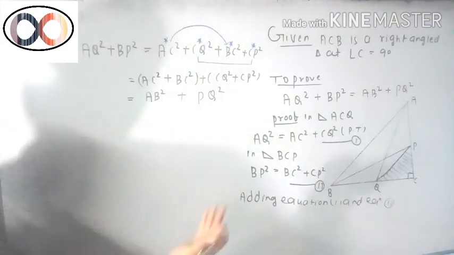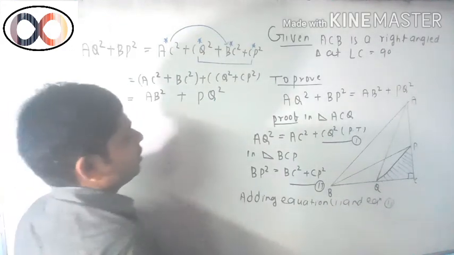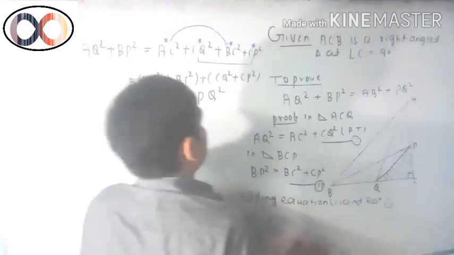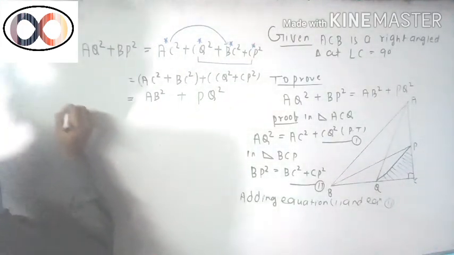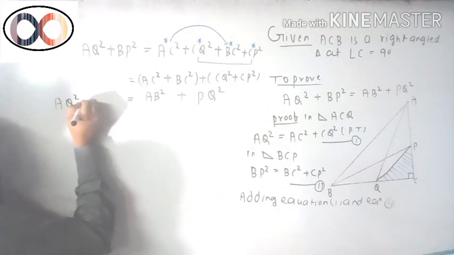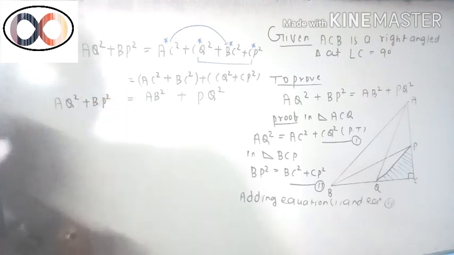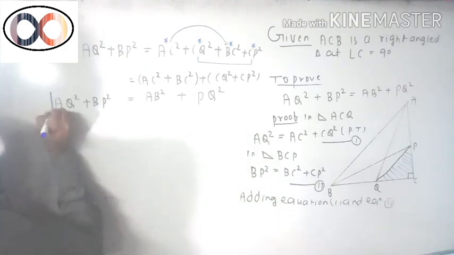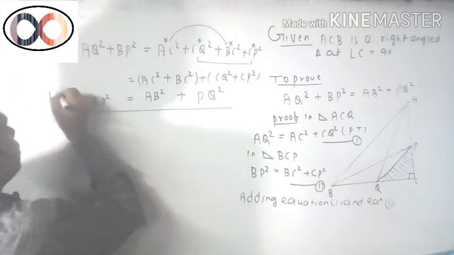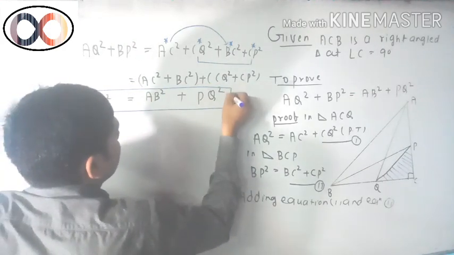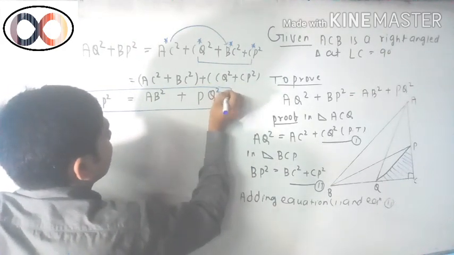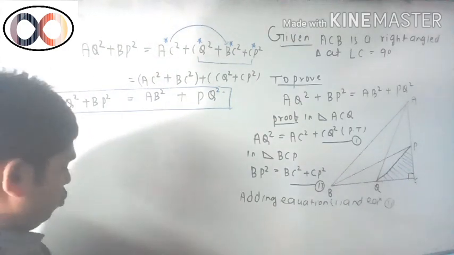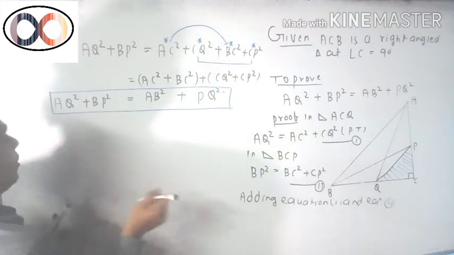So you can write in the bracket that in the triangle, AC square plus BC square equals AB square. Okay, you can write in bracket. So this is the AQ square plus BP square. Okay, so this is the proof. And if you wish to write AC square plus BC square is AB square in the bracket, it doesn't matter. You can write it right here this way.